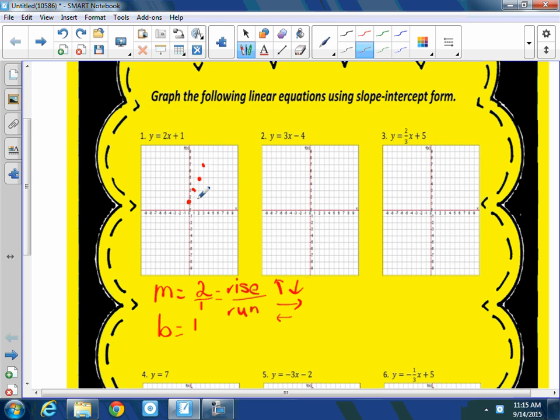And I'm going to do it this way too. So in this case, instead of going up, I'm going to go down, but instead of going to the right, I'm going to the left so that I can keep that positive line going. Okay? And then after that, what I need to do is connect the dots. There we go.